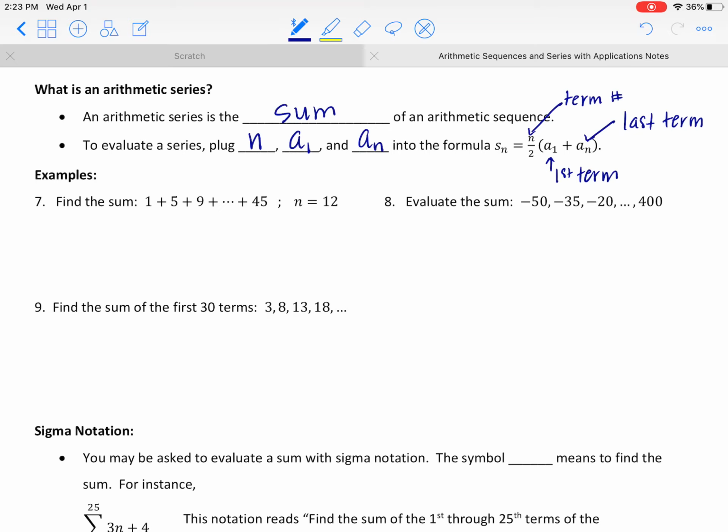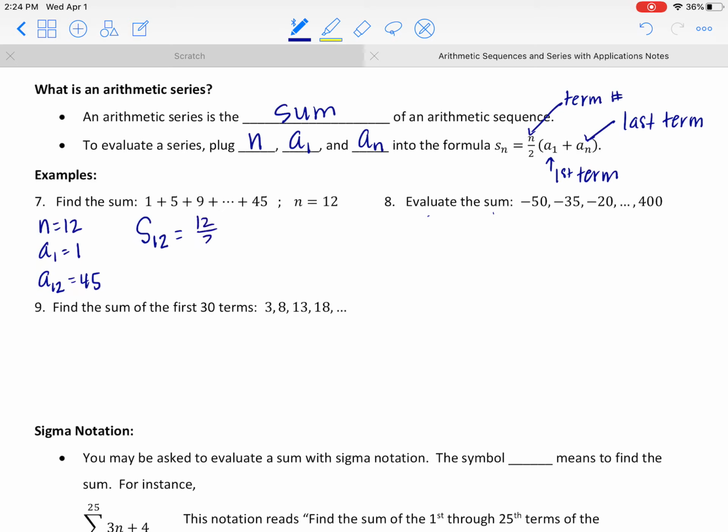Okay, so pretty straightforward then for number 7. If we want to find the sum of this list, notice the plus signs in between here. Now we could still use the commas like we did on number 8 and number 9, but when it says to evaluate the sum, that means we're adding up the numbers on the list. So to find the sum, we need to know 3 things, and we have them all here. We need to know the number of terms, which they tell us is 12. We need to know the first term, that's given to us as 1, and we need to know the last term, a sub n, which is a sub 12 in this case, and that last term is 45.